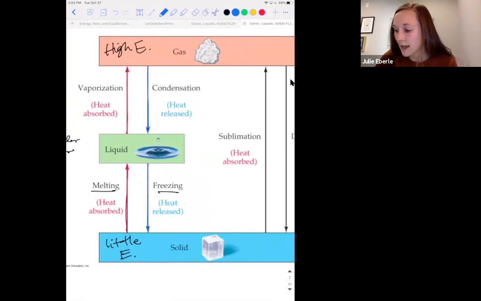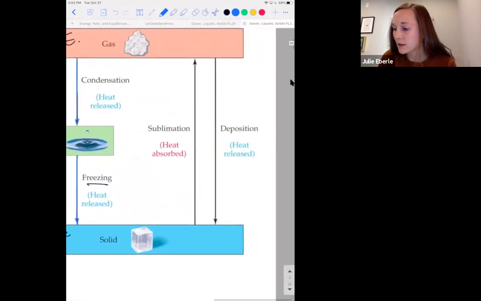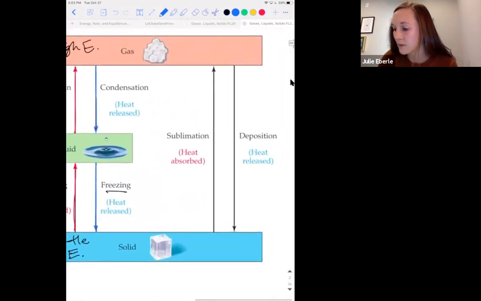Now, let me address these two changes over here first. You can also go straight from a solid to a gas and vice versa. So going straight from a gas to a solid, that's like past condensation, right? It's skipping the liquid state. We call that deposition. You're releasing a ton of heat. And then you might be familiar with this word, sublimation.